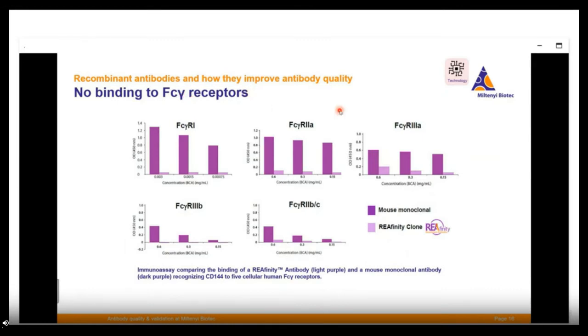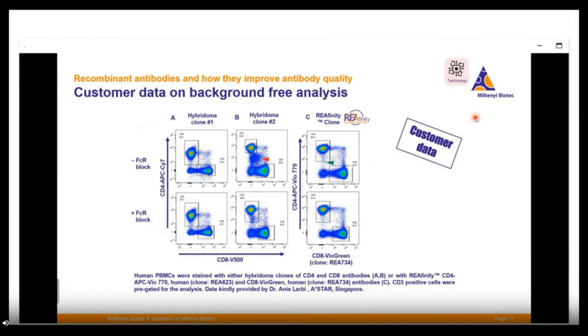And now, why should you care about this kind of binding to all these Fc gamma receptors? I will show you with customer-provided data, thanks to our customer who has shared this data with us. Here you can see in the plot on the left-hand side the hybridoma clone, which shows this unspecific binding marked with this red symbol. And you can see that it's not consistent in all hybridoma clones. Hybridoma clone 1 did not show this unspecific binding, compared to hybridoma clone 2, and without any SCR block.